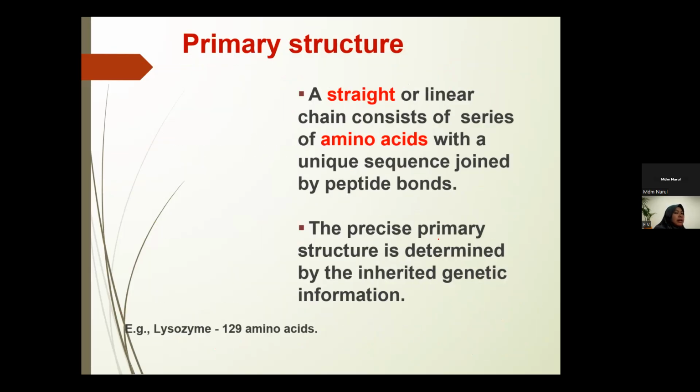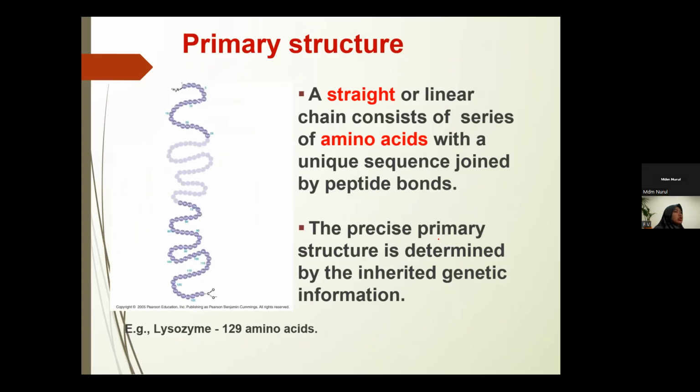Okay, so let's start with number 1. Struktur yang paling ringkas, terpaling ringkas. Okay, primary structure. So primary structure bentuk dia macam mana? It is linear or straight structure. Bentuknya linear ataupun straight. Macam gambar. And it consists of series of amino acids that is joined by peptide bonds.